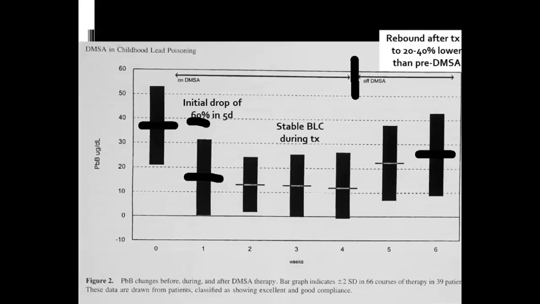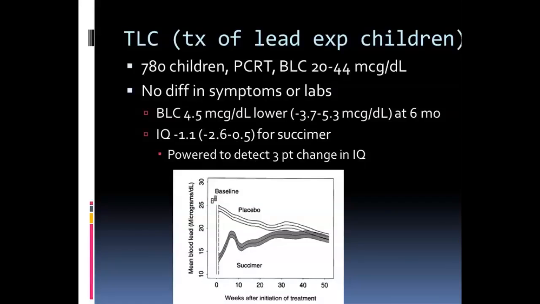So it gives you some goals and some expectations when you're starting DMSA. This is a trial I was talking about, 780 children. The lead concentration was 20 to 44. I think I misspoke before. And this is their lead concentrations.